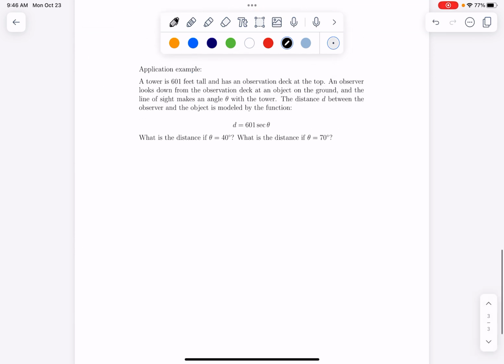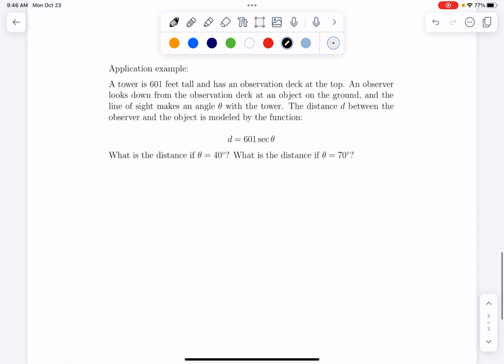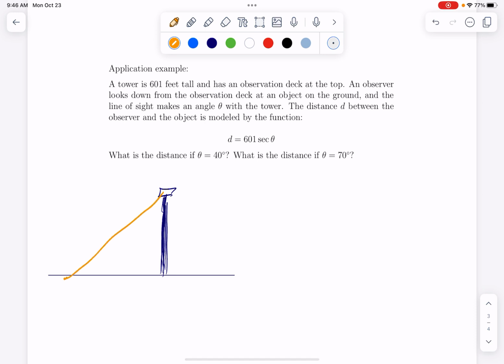Now, just as a quick little application, here's a word problem where one of these reciprocal functions would be handy. And in this case, we'll just have the formula given to us. In the very near future, we will be able to deduce this formula on our own. So here's the idea behind this problem. We have a tower, like the Space Needle or the CN Tower or something like that, with an observation deck on the top.